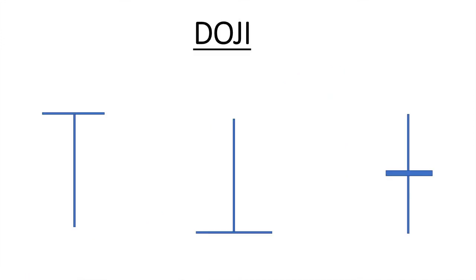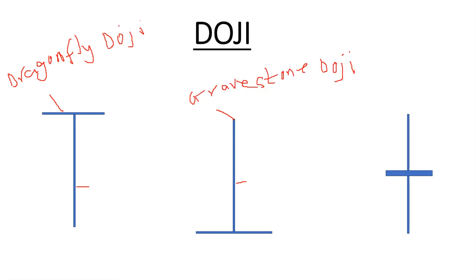Yeah, dojis. We have three types of dojis in the markets. We have the first doji, which has a longer lower wick, and its name is dragonfly doji. And then the second one has a long upper wick. You can write it yourself. And then the name is gravestone. Yeah, the third one is the real doji.